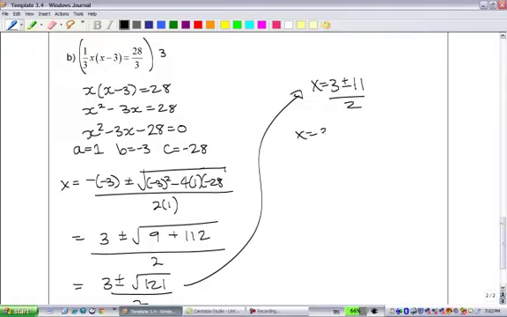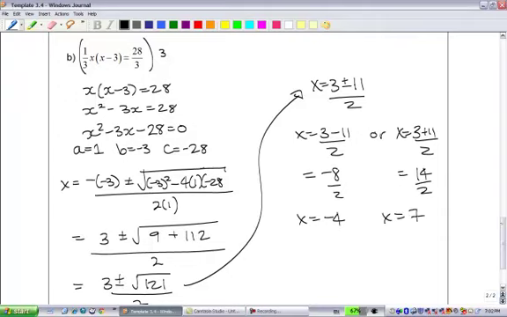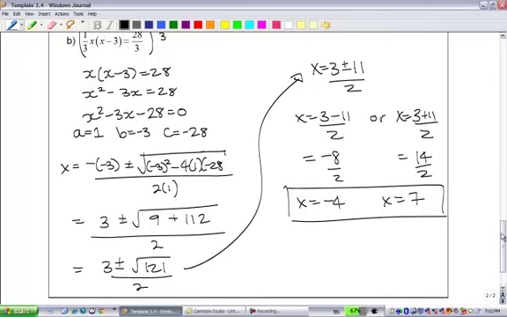And our two solutions are x equals 3 minus 11 over 2, or x equals 3 plus 11 over 2. 3 minus 11 is negative 8 over 2, and we get an x value of negative 4, or we get 14 over 2, which is an x value of 7. So there we go. The quadratic formula, very useful if you're having problems factoring. You can always just run stuff through the quadratic formula to find the roots of a quadratic. This ends the notes for the quadratic formula and solving quadratic equations.